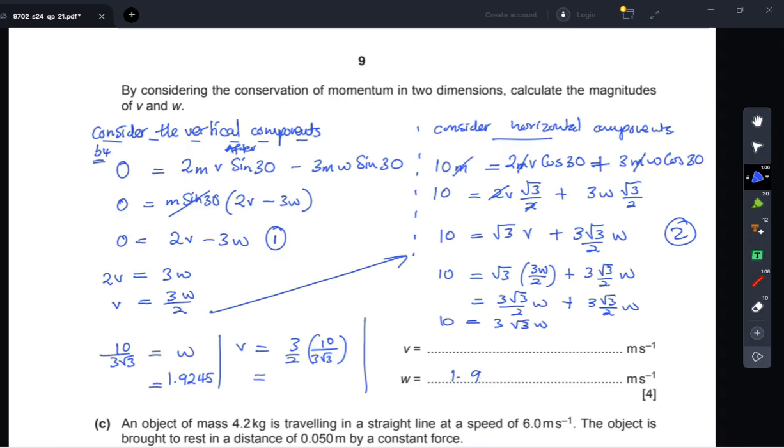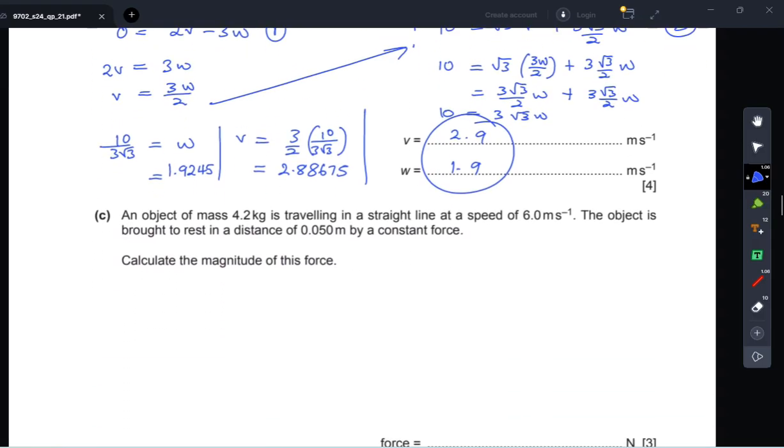Right, and then for the second one, that is 3 over 2 times 10 over 3 root 3. What do I get here? That's 2.88675, which is approximately 2.9 meters per second. Right, this is what we have. I hope we got the solutions here. All right, let's move on to the next one.